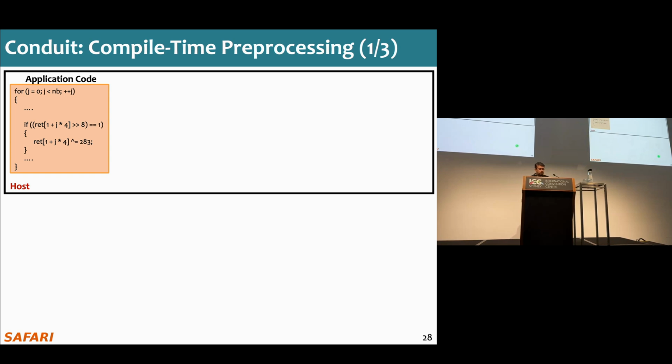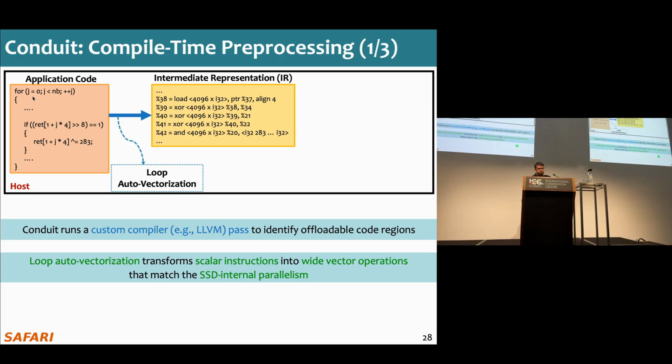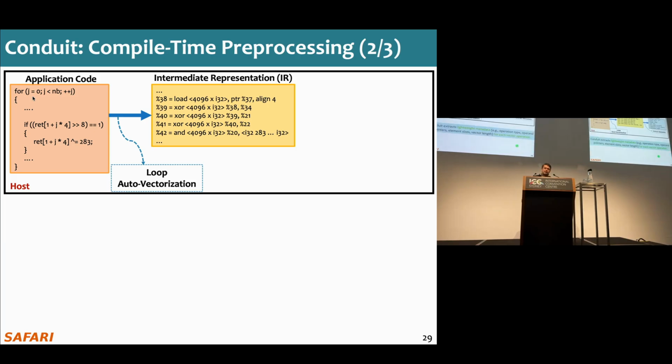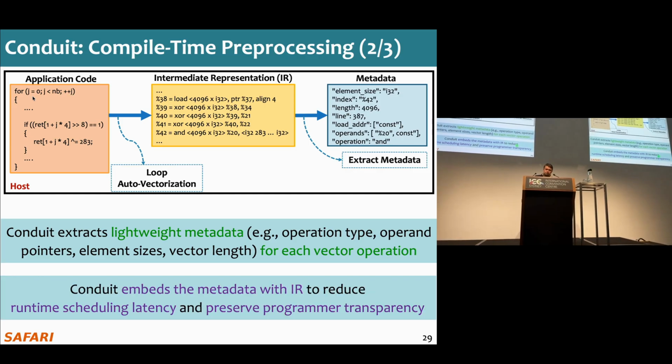We take the application code, and then we run a custom compiler pass to identify offloadable code regions. During this compiler pass, we perform loop auto vectorization to transform scalar instructions into wide vector operations that match the SSD's internal parallelism. We also leverage partial vectorization so that some of the partially vectorizable code regions can also benefit from parallel execution in an SSD. Then we extract lightweight metadata such as operand type, operand locations, element sizes, and so on for each vector operation, and embed this metadata with the intermediate representation to reduce runtime scheduling latency and preserve programmer transparency.